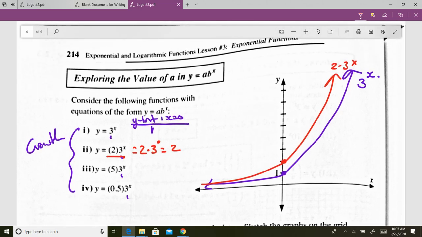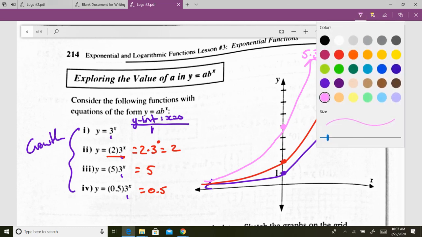Can you tell me the other two y-intercepts? 5 and 0.5, right? Do the exact same thing. Five, 2, 3, 4, 5. And then 0.5.